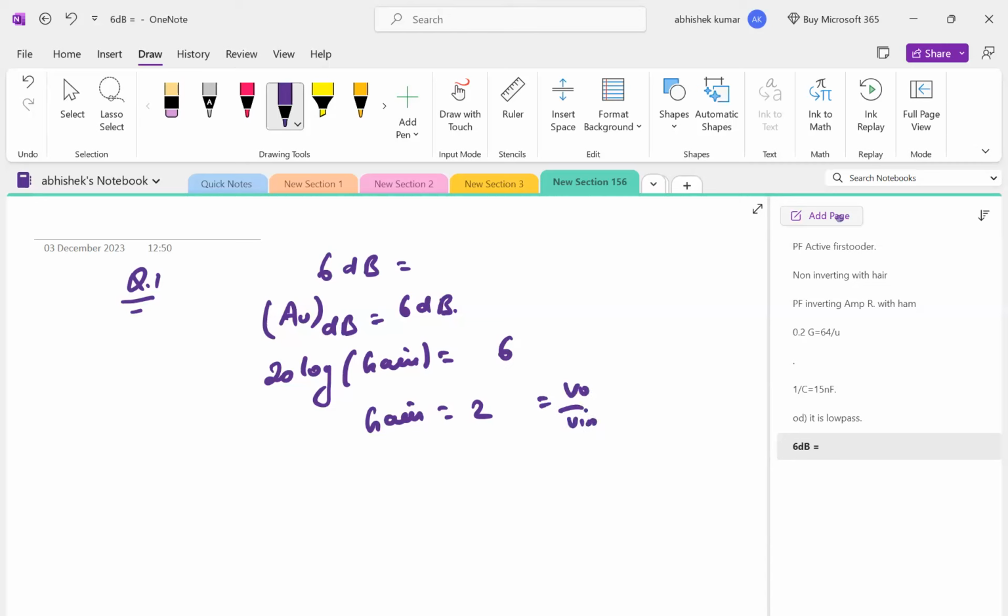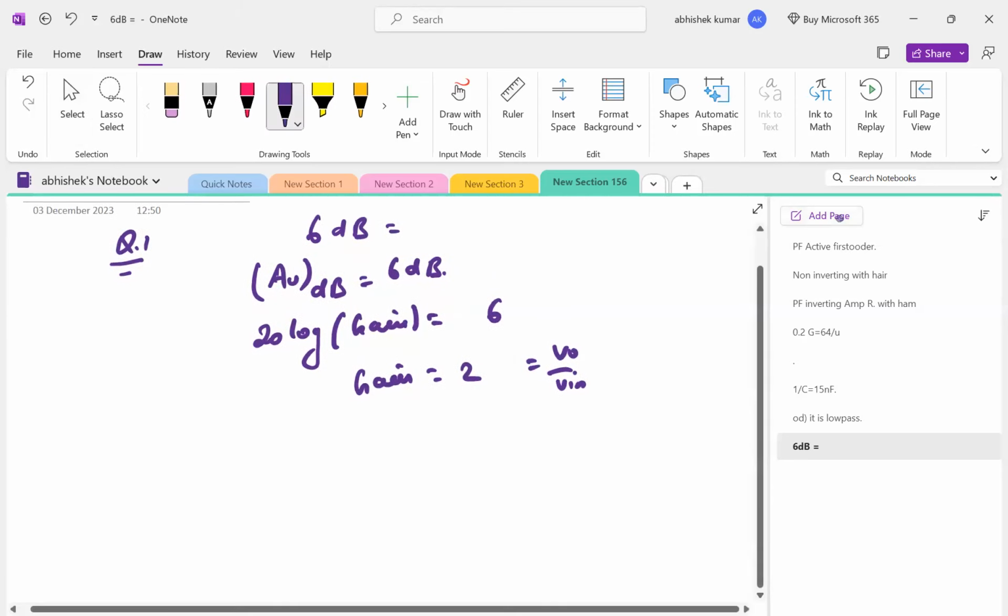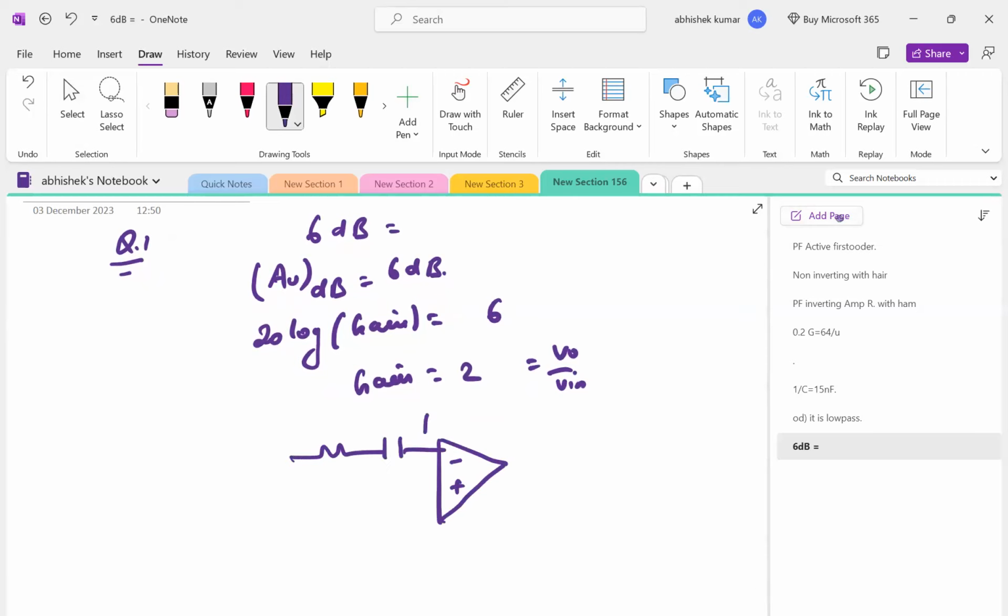Now they are asking inverting high pass filter. Inverting high pass filter looks like this one. Resistor and capacitor in series. And one feedback resistor that I denote with R1. This is R2 and C. This is your V input and this will be grounded. This is your inverting high pass filter.